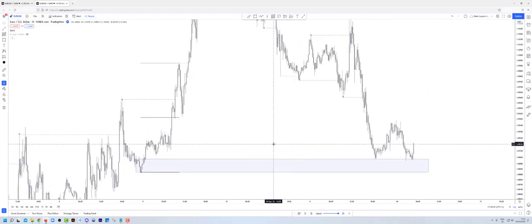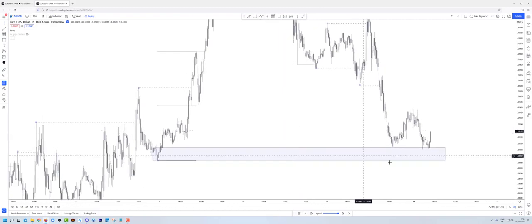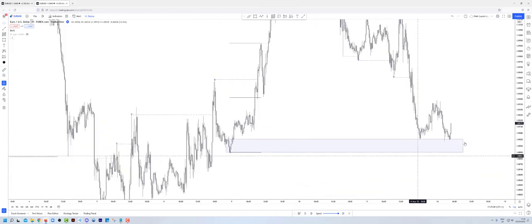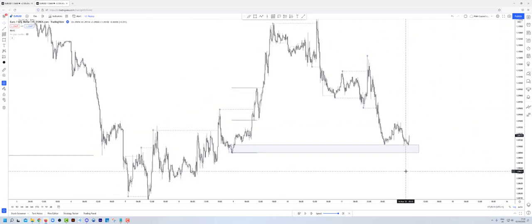So now we know that what we can see is that the 4-hour zone that we had marked out also sits within this 15-minute unmitigated discount area. So this is an example of what we mean when we say price is fractal. You have the 4-hour story that's built up, and quite simply a 4-hour demand zone in a 4-hour discount area.